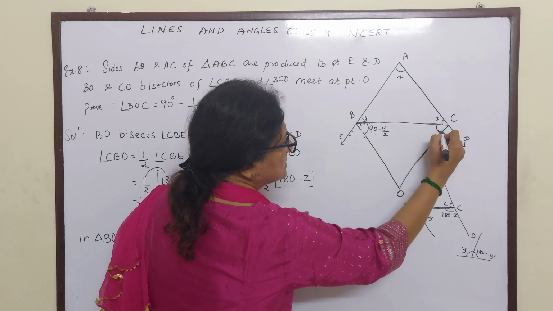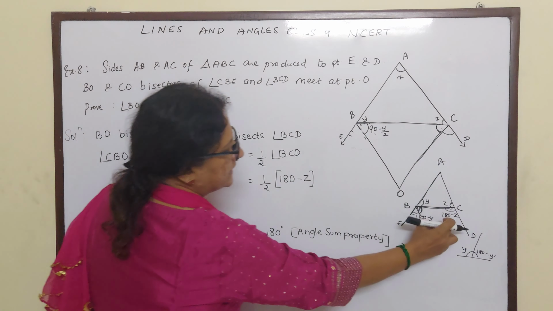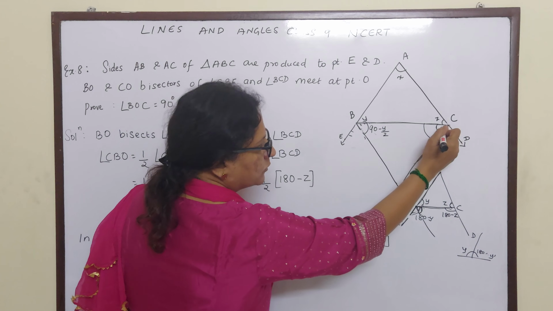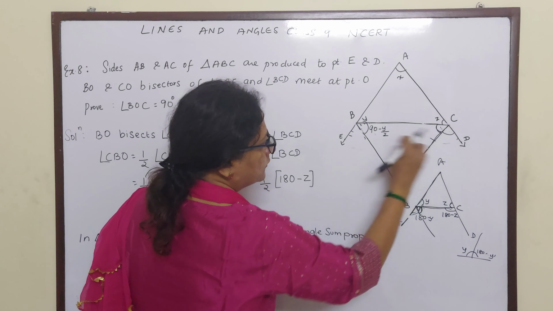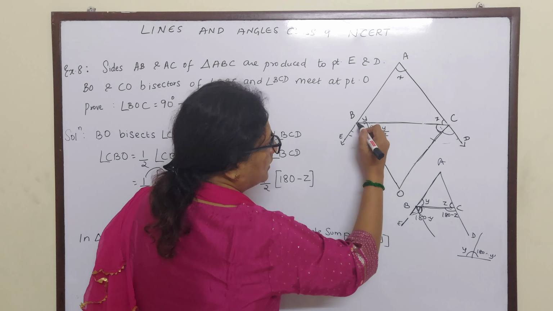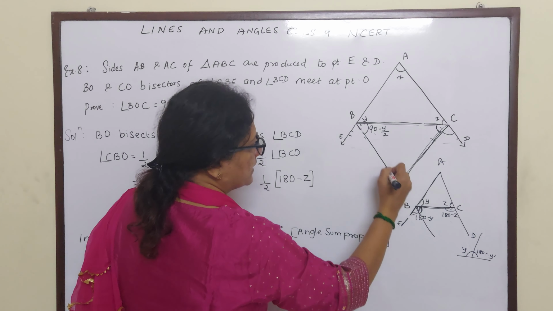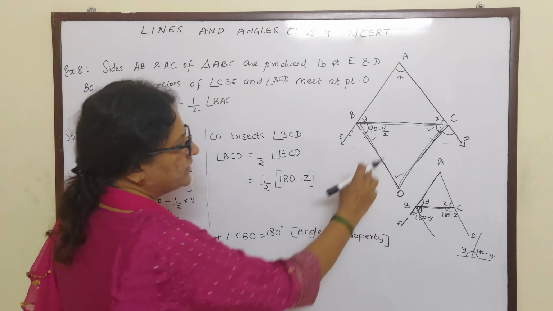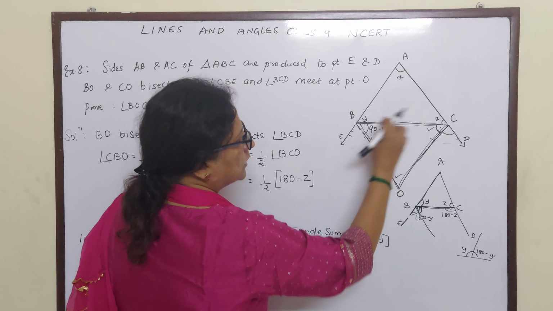BCO is half of 180 minus z. This full is 180 minus z, but we don't want the full. We want only this part, because we are going to deal with this triangle. In this triangle, what are the parts? This one plus this one. So we got this one. Now what do we have to work out?